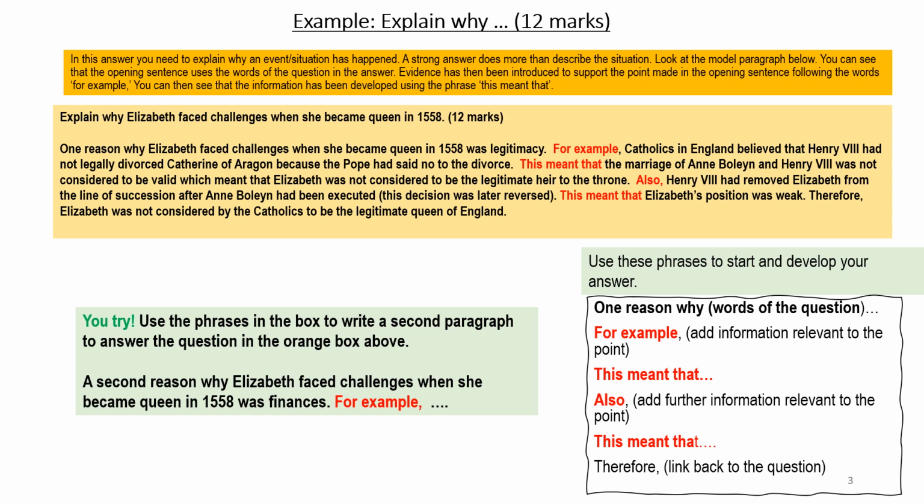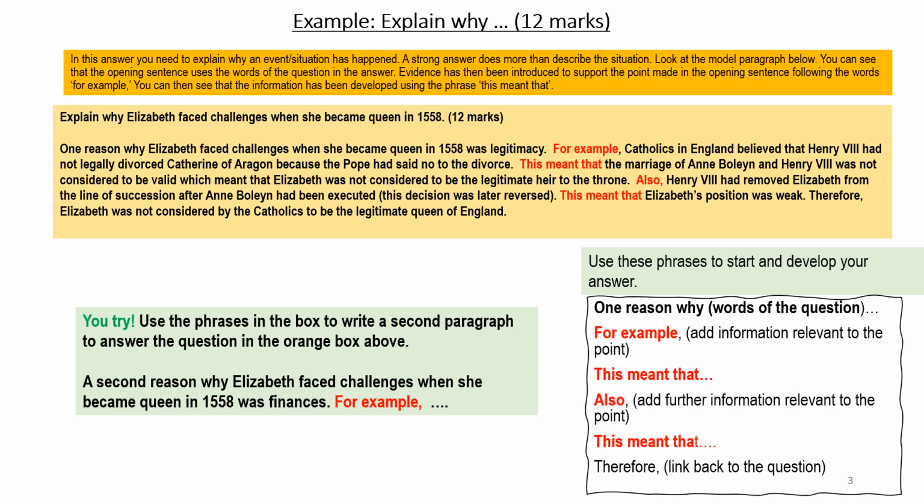So to put that together, we have one reason why Elizabeth faced challenges when she became queen in 1558 was legitimacy. For example, Catholics in England believed that Henry VIII had not legally divorced Catherine of Aragon because the Pope had said no to the divorce. This meant that the marriage of Anne Boleyn and Henry VIII was not considered to be valid, which meant that Elizabeth was not considered to be the legitimate heir to the throne.